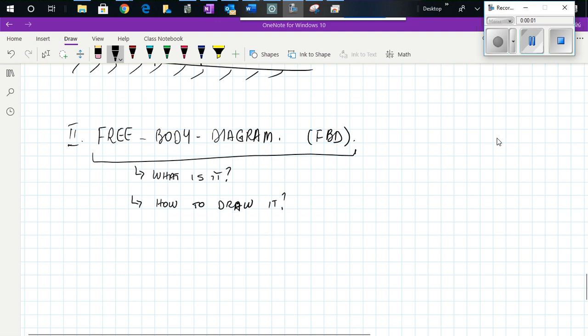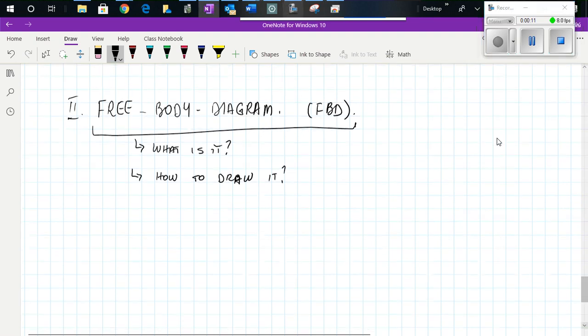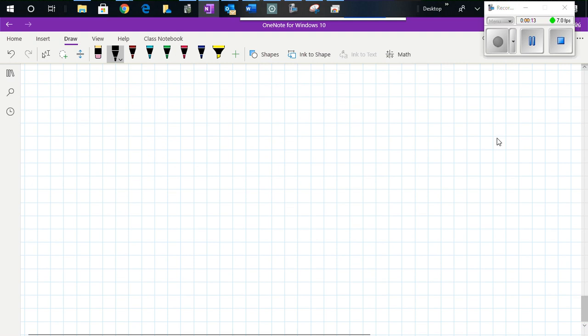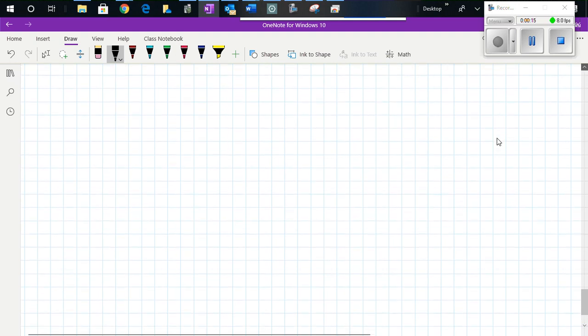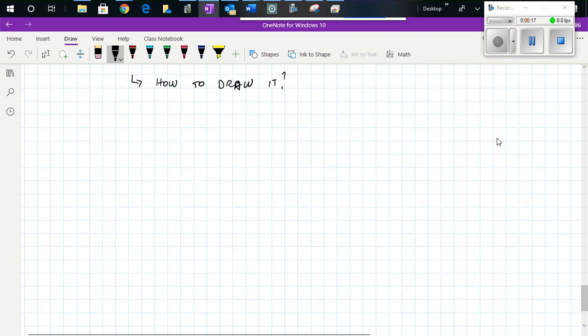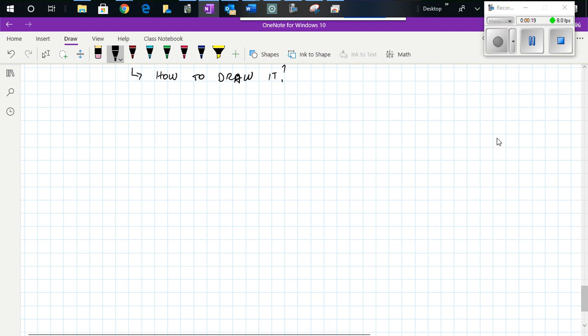In this part of the lesson, we will talk about what is known as the free body diagram, or FBD. What is a free body diagram and how can we draw one for a given situation? So now, when we have a situation, I will just start with a simple one.